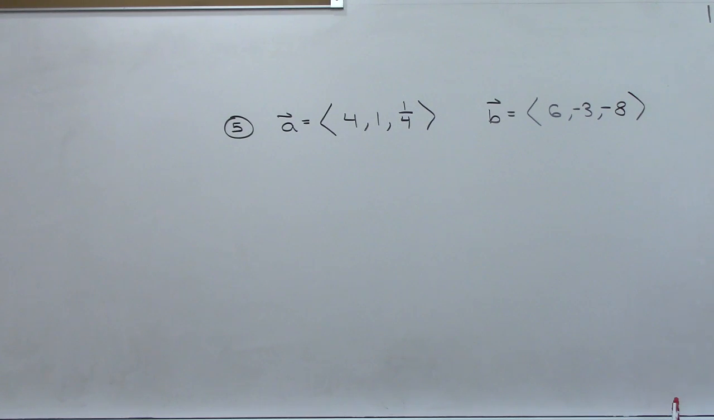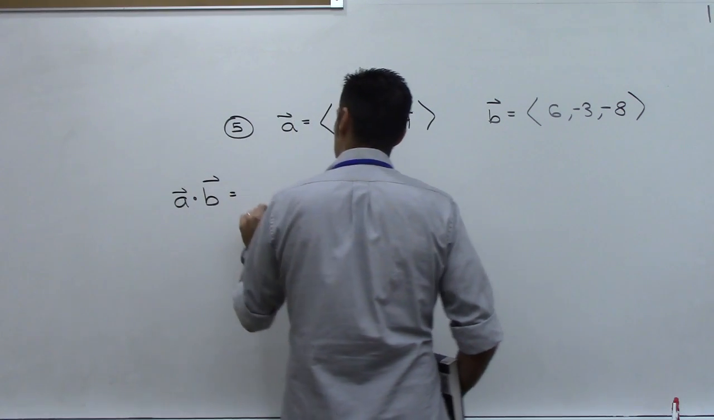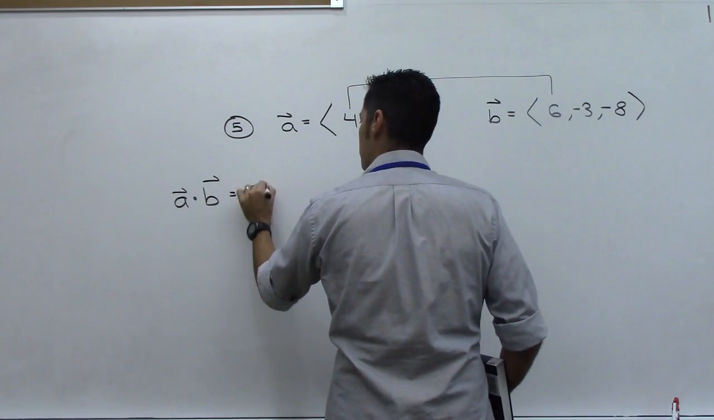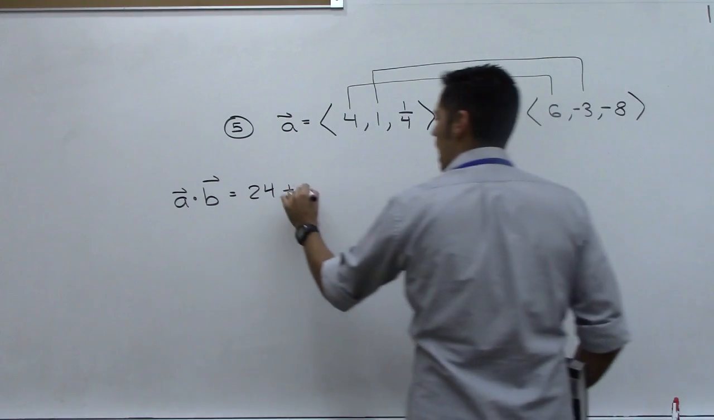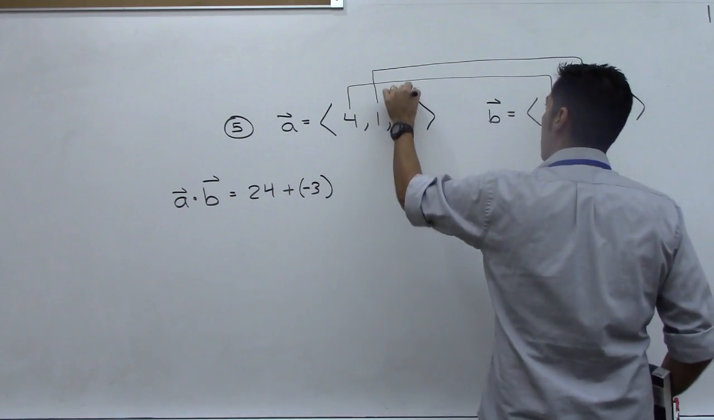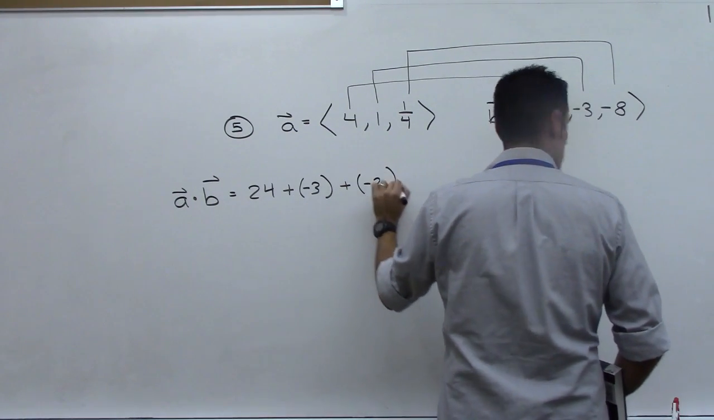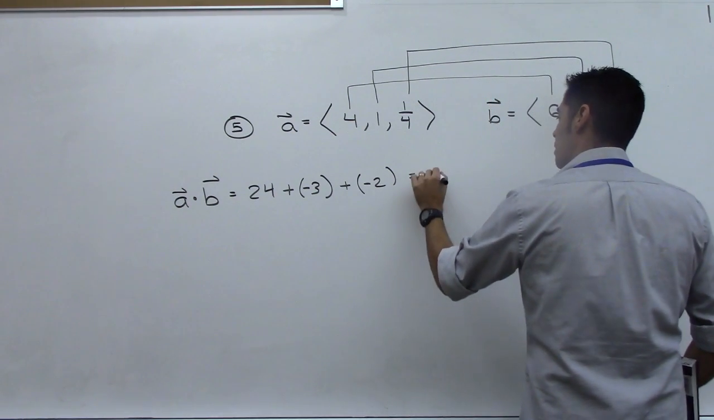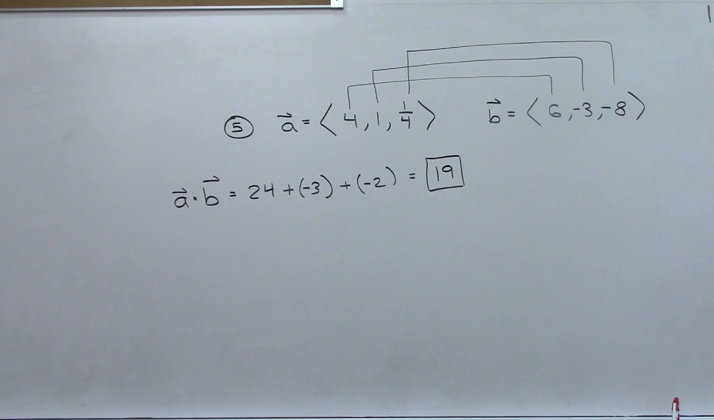All right, so same thing, I want to find the dot product. So the dot product of these two vectors is equal to, we're going to multiply 4 times 6, which is going to give us 24. We're going to add to that what we get when we multiply 1 times -3, which is -3. So I'm adding a negative. I could have just written subtraction. And then 1/4 times -8 is -2. So I'm going to be adding -2. And then, so this is 24, take away 3, that's 21. Take away 2, this is 19. Okay, that was number 5. Let me see what's next.